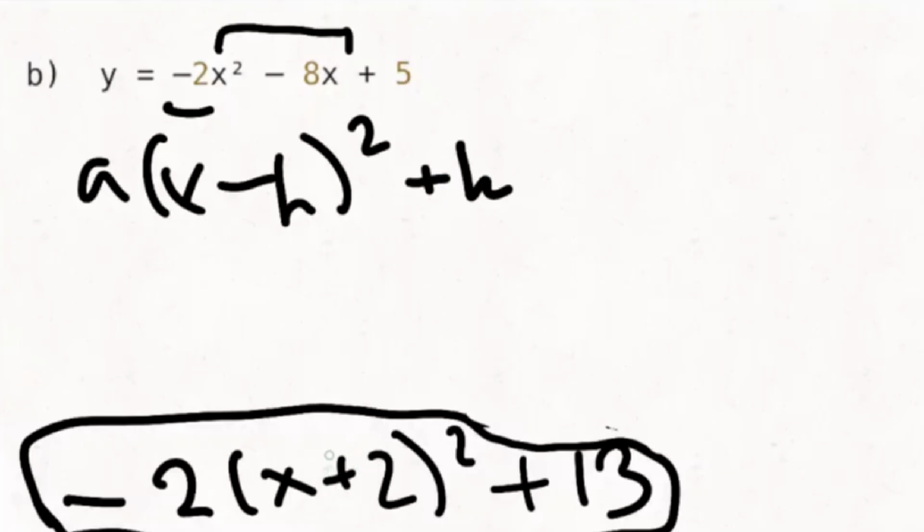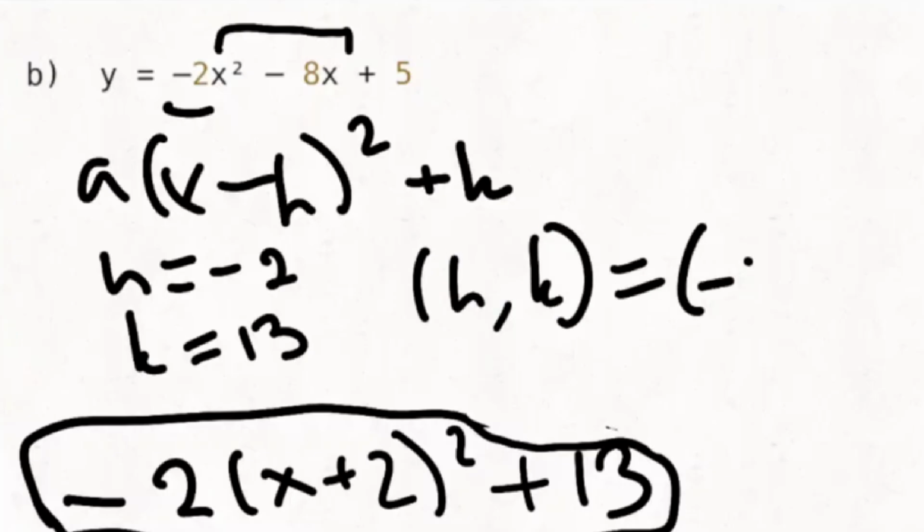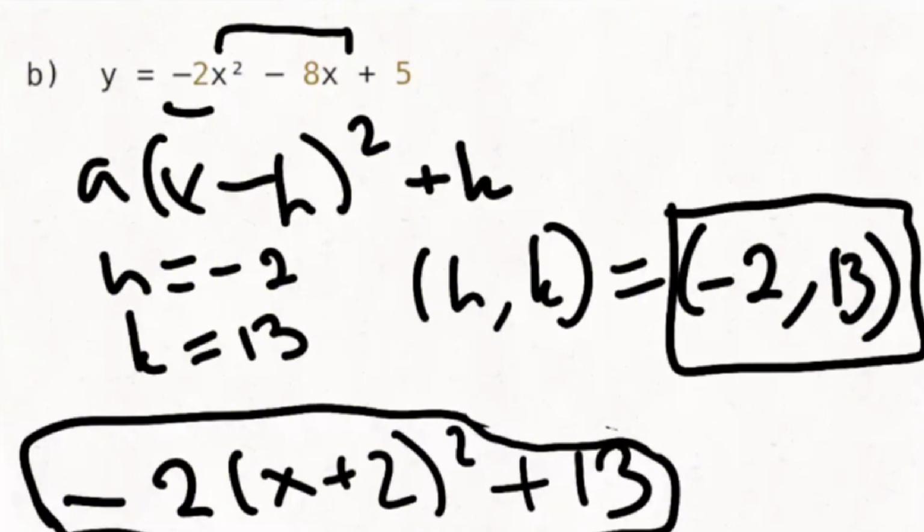Since we have plus 2, it's going to be negative 2 for h. Not positive 2, but negative 2, okay? So we have h equals negative 2. Now for k, well, k here is equal to 13. So we have k equals 13, right? So our h comma k value is going to be negative 2 comma 13, okay? And this right here is our vertex.